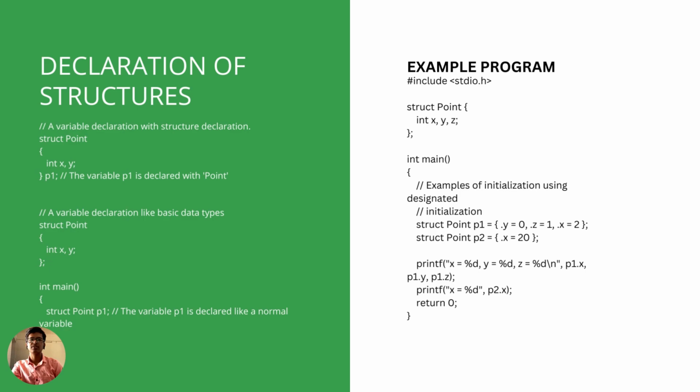Next, the declaration of structures. Here, as you can see on the screen, a structure variable declaration is like a variable declaration with basic data types like int, char. Next, we can see the example program: struct point with int x, y, z. It is the global declaration. int x, y, z is the global declaration.